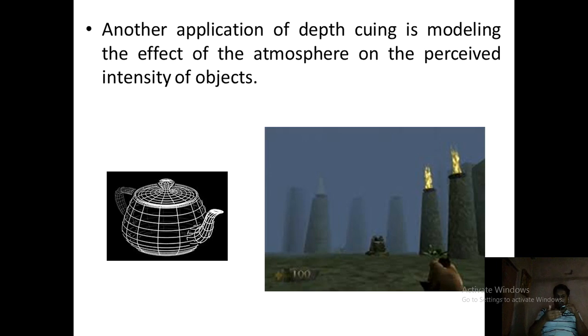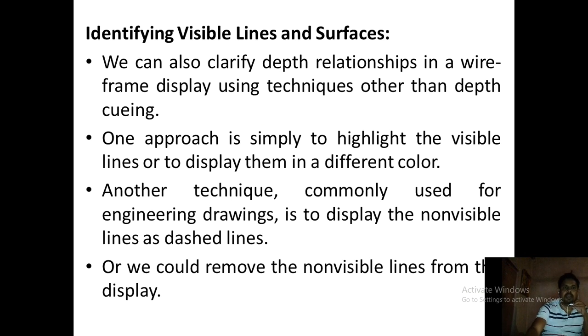For the lines near to our eye, we have added more brightness. For lines a little bit away from our eye, we add less intensity, so that automatically you will feel that it is a 3D object. Similarly, on the right side, if you add depth queuing, modeling the effects of the atmosphere, again the far away objects will be drawn with lesser intensity, and near objects will be drawn with high intensity. Automatically you will feel that this is a perspective object, right? Then after that, identifying visible lines and surfaces.